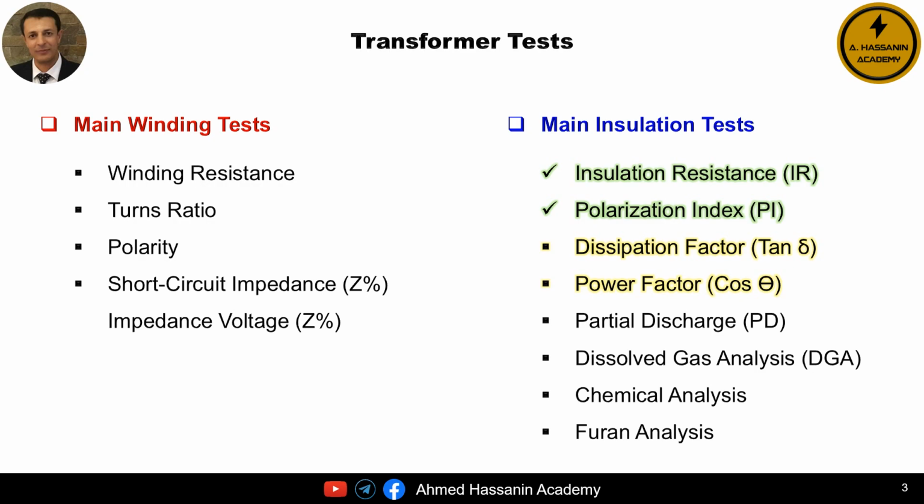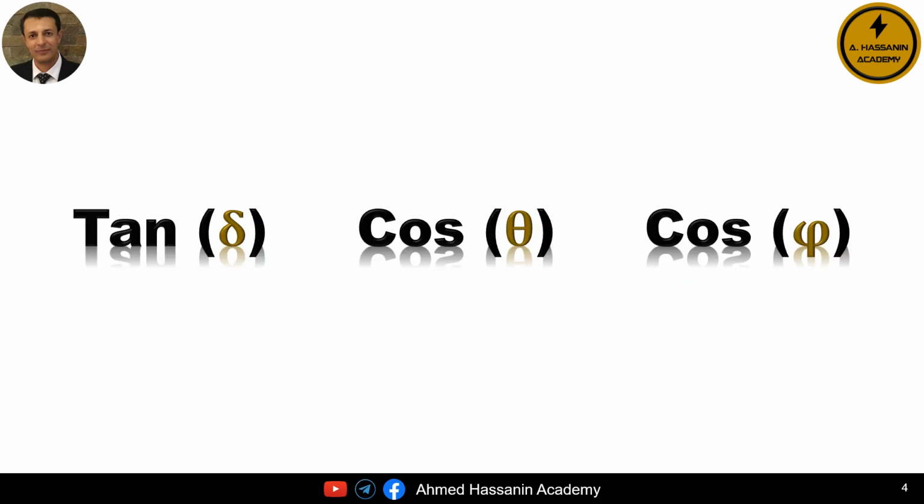In the previous lecture, I spoke about insulation tests in transformers and explained the insulation resistance test as well as the polarization index test. In the upcoming lecture, we are supposed to explain the dissipation factor test or tan delta test, along with the power factor test or cosine theta test. That is why it is very important at the beginning to understand what the delta angle actually is, in order to comprehend what tan delta means.